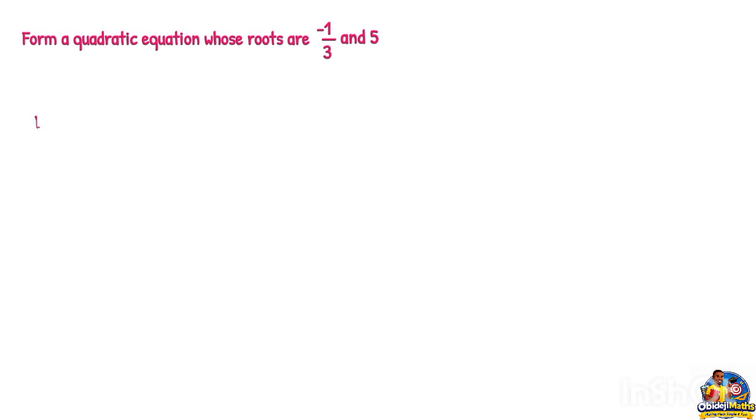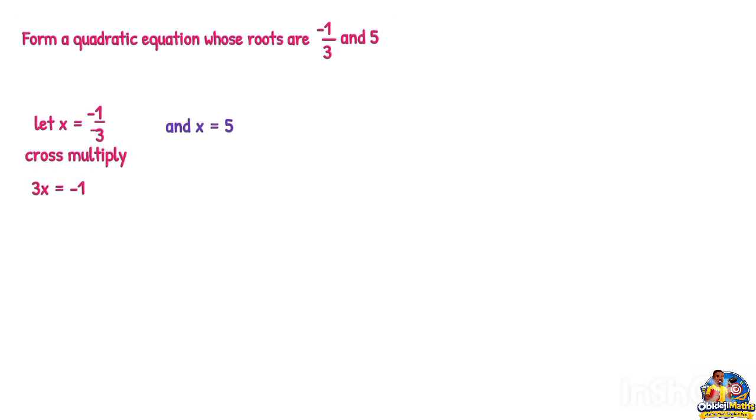Now, the first thing we need to do is to let any letter, you can use x, you can use y, to be equal to minus 1 over 3, and x to be equal to 5. That's the first thing. Then the one with the fraction, you can cross multiply. So when you cross multiply, you are going to have 3 multiplied by x. That's 3x equals minus 1.